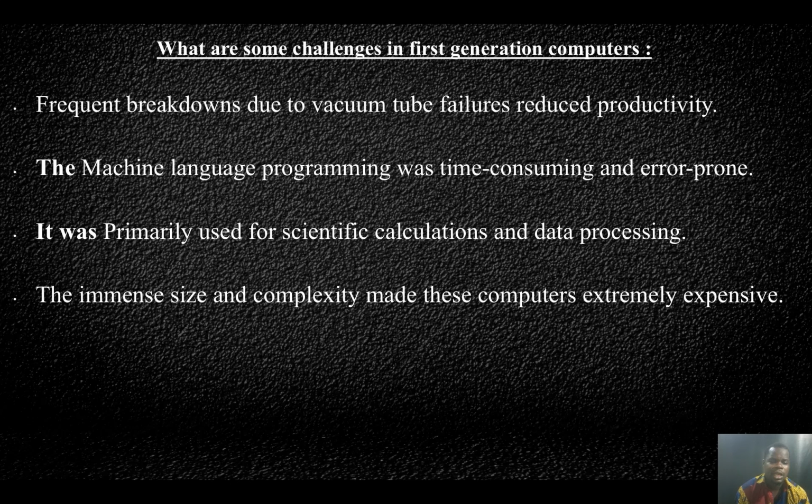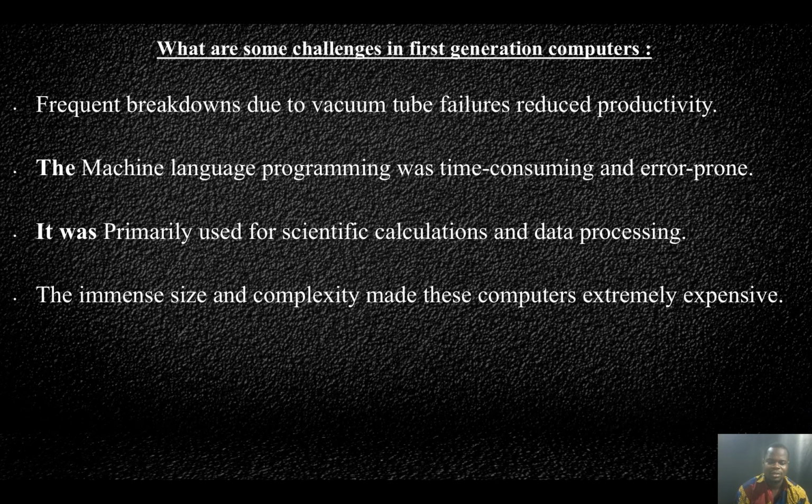And the other one is it was primarily used for scientific calculations and data processing. That was the only thing those first generation computers were used for. Unlike what we are using now that we can use to do so many things, for them they were used to do only two things: scientific calculations and data processing.